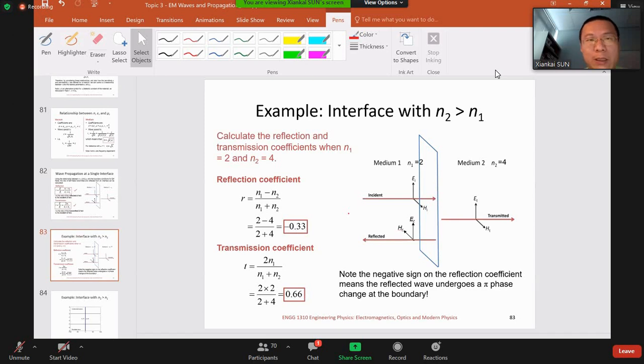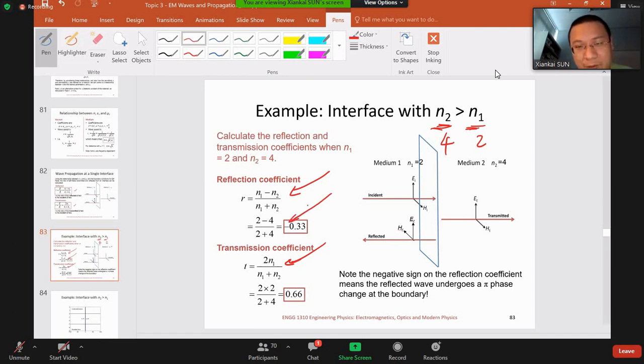For example, N2 greater than N1. So for example, N2 is equal to 4 and N1 is equal to 2. If you just substitute those numbers into these expressions, very easy, right? You can simply get R equal to minus 0.33 and T equal to 0.66.